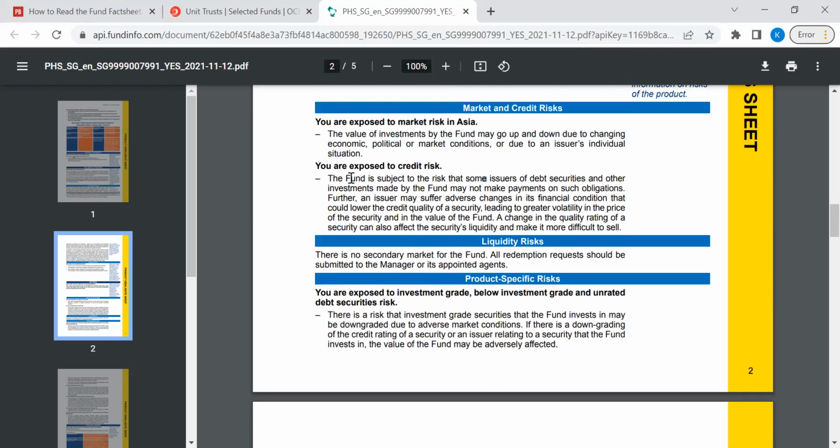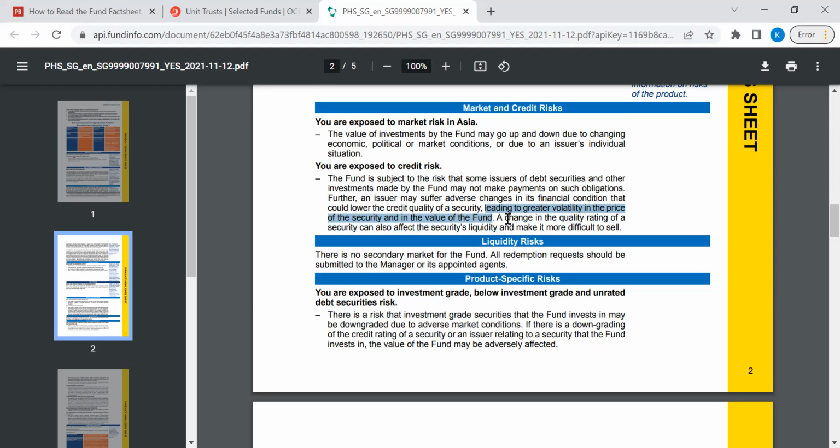You're exposed to credit risk. The fund is subject to the risk that some issuer of debt security or other investment made by the fund may or may not make payment on such obligation. Further, an issuer may suffer adverse change in financial condition that could lower the credit quality of a security. So this is actually saying that when you buy bonds, there's a chance that the borrower might default, leading to greater volatility in the price of the security and in the value of the fund.